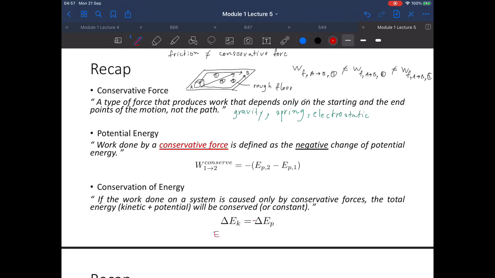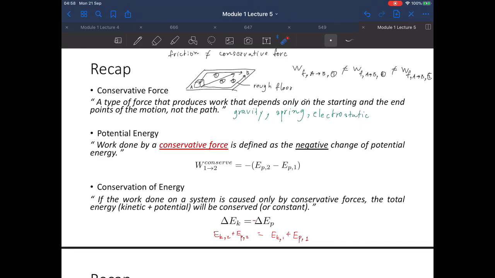And so that means EK2 plus EP2 must be equal to EK1 plus EP1. Okay, and that means the total energy at point 2 is equal to the total energy at point 1. Okay, because total energy is defined as the sum between kinetic energy and potential energy.